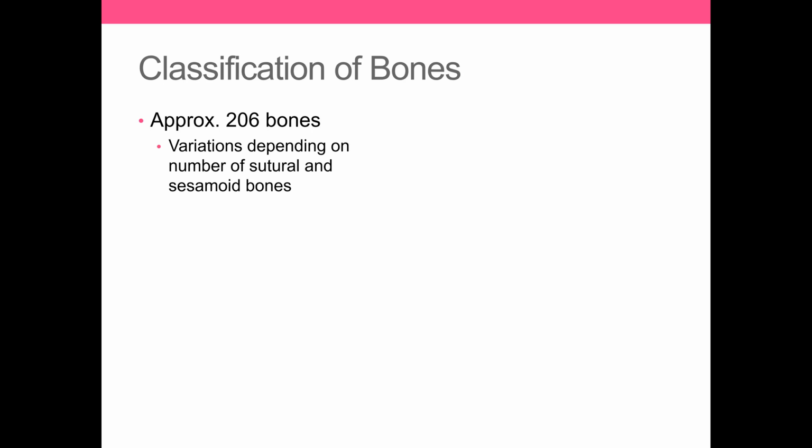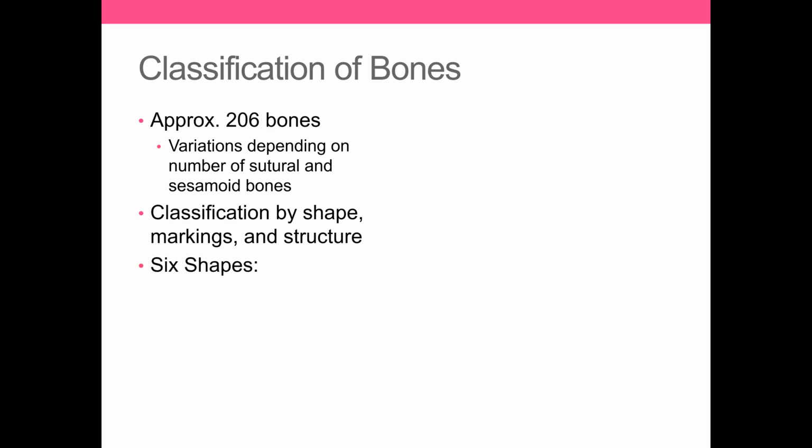You will need to know the names of almost all of these 206 bones in the upcoming chapters. It's not as scary as it sounds because about 56 of those bones are called phalanges, for example. But you are going to need to know all of the bones by the time we get done with this unit. You can classify bones by shape, markings, and structure. Let's look first at the 6 different types of shapes that are possible.